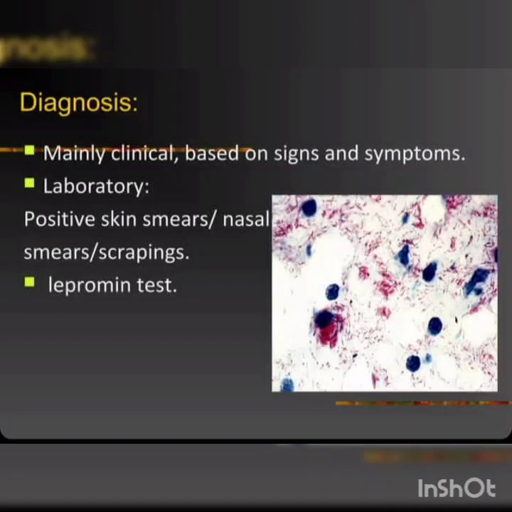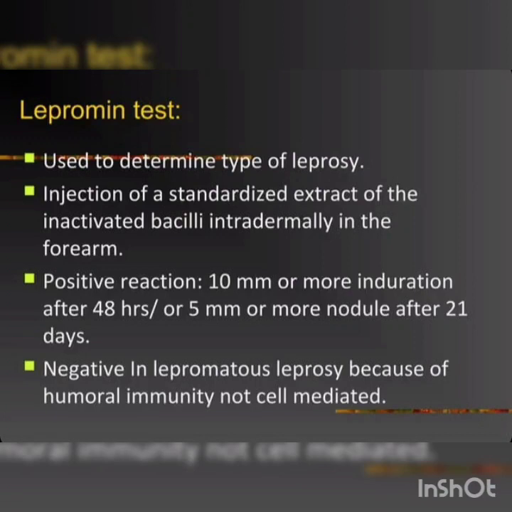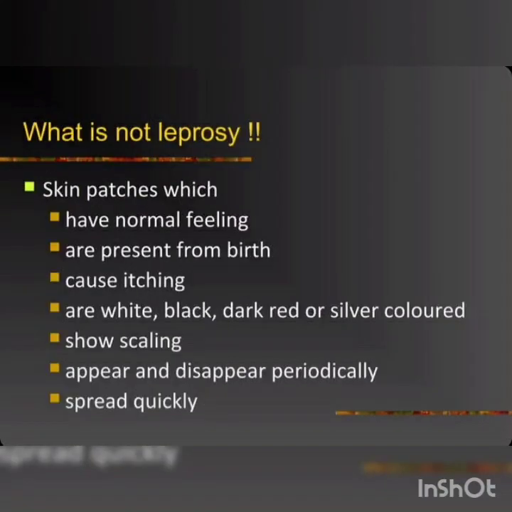You can diagnose it in the laboratory by positive skin smears, nasal smears and scrapings, and also by the lepromin test. You can see the AFB bacillus in the figure. The lepromin test is used to determine the type of leprosy, by injection of specific inactivated bacilli, with a positive reaction of 10 mm or more after 48 hours, just like tuberculin.